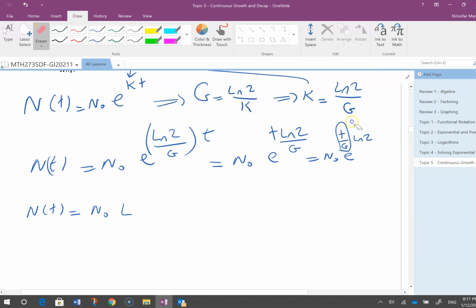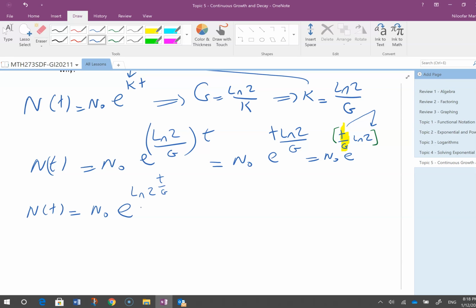Maybe I show it in a better way. So e power that, and then I use this part which is beside as power of this one. So n0 e ln 2 this. Oh, ln and e come beside each other. Do you remember? e and ln are inverse of each other. So when they come beside each other, they remove each other.